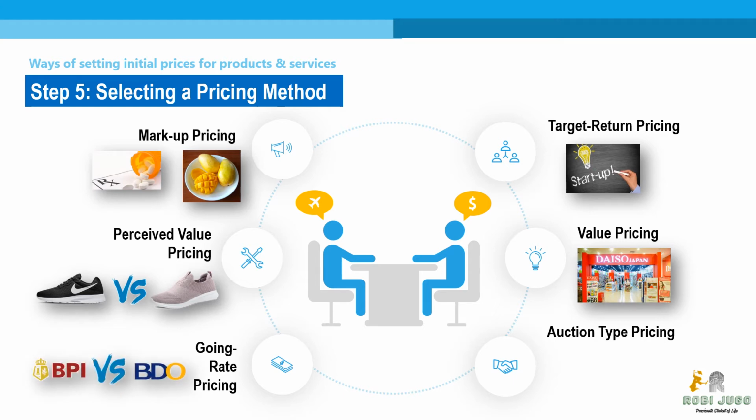Another pricing method is the going rate pricing. It is where the prices are usually based from the competitors' prices. The banking industry typically offers the same range of interest rates, so if you ask from BPI or say BDO, there would only be little difference in interest rates for the plain vanilla banking products. And lastly, we have the auction type pricing method. It is the typical method used in exchanges such as eBay and Facebook Marketplace.